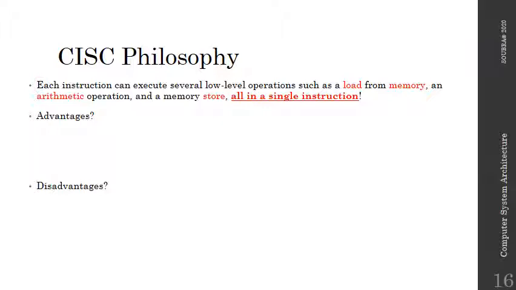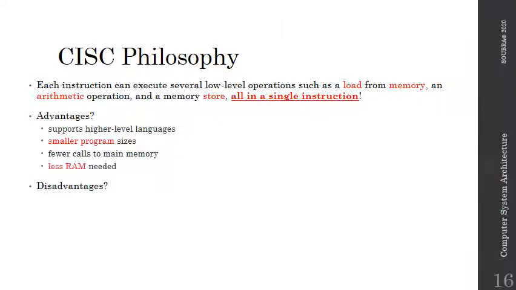Right. So the first advantage would be that we have many things done in a single instruction here. It would be more compact code for sure. It would also be closer to the higher languages, so there would be a direct mapping, and fewer calls to main memory, because with a single instruction here I'll be doing a load and store, so I don't have different instructions for that. And finally, well, I need less RAM, less main memory.